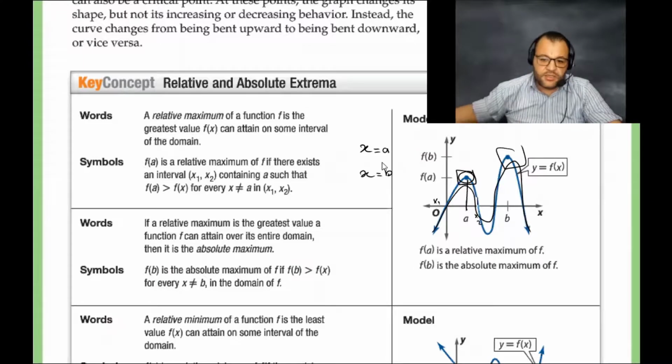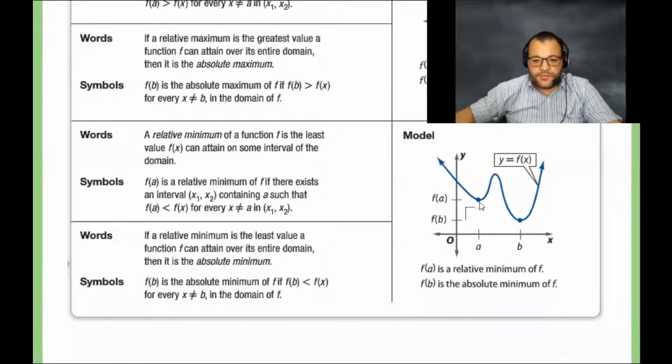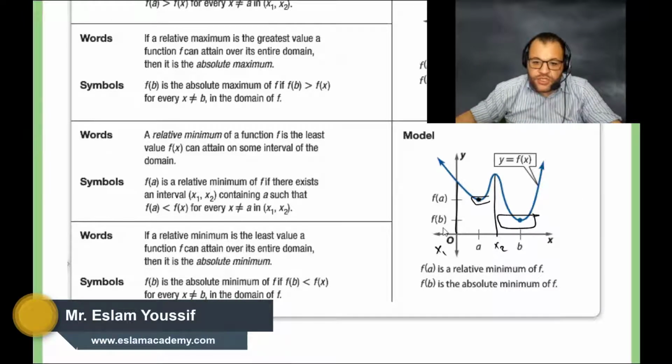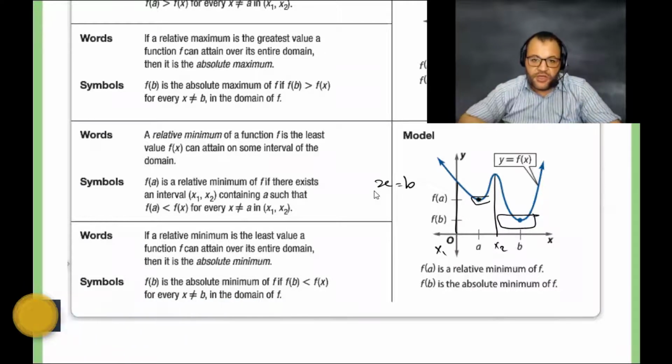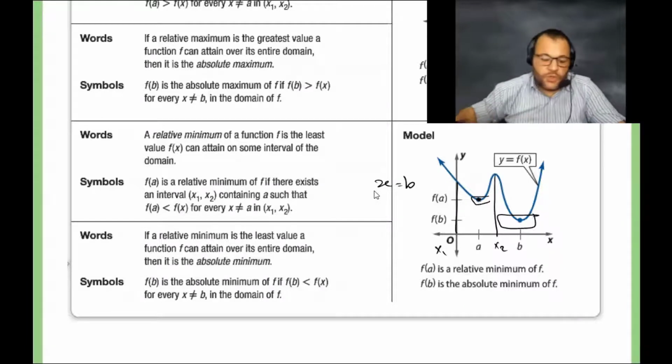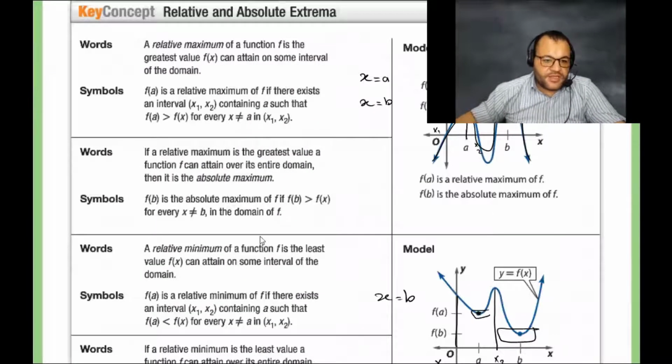You understand it? So for this one, we have here the minimum point, only when x starts from x1 and x2, we have only a relative minimum point. But the minimum point at the graph, which is when x equals b, that is the absolute minimum point at the graph. You know the difference between the minimum and the maximum point now? Yep. Okay.